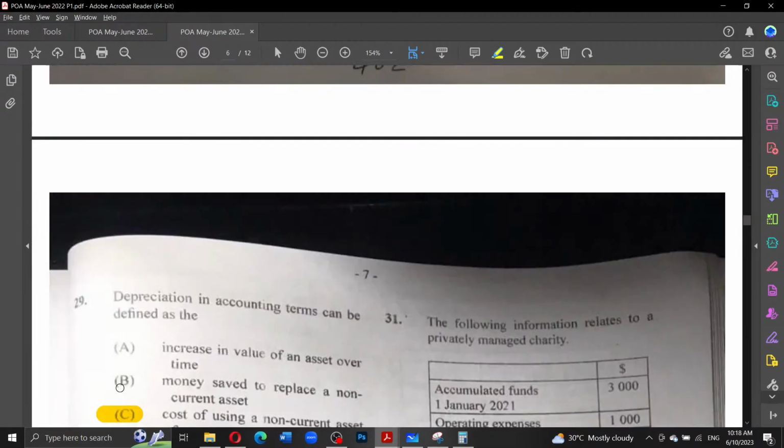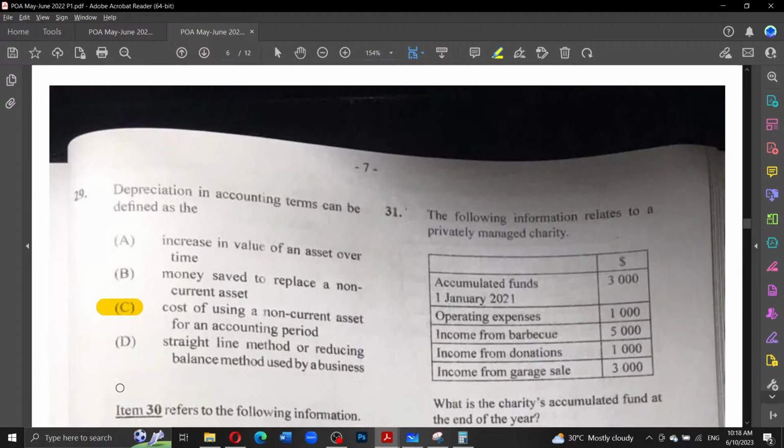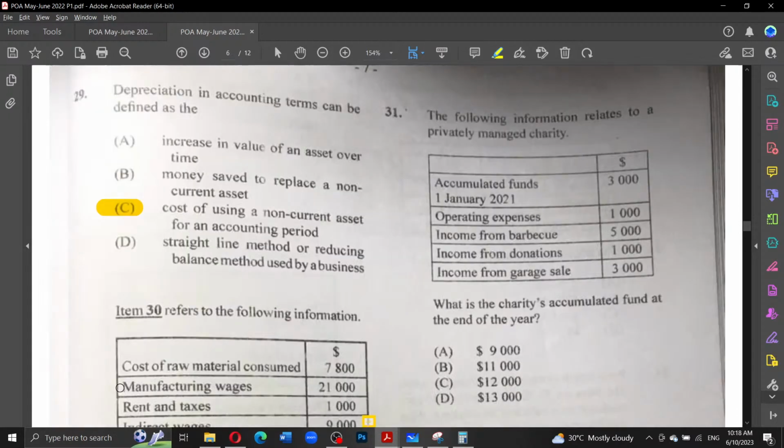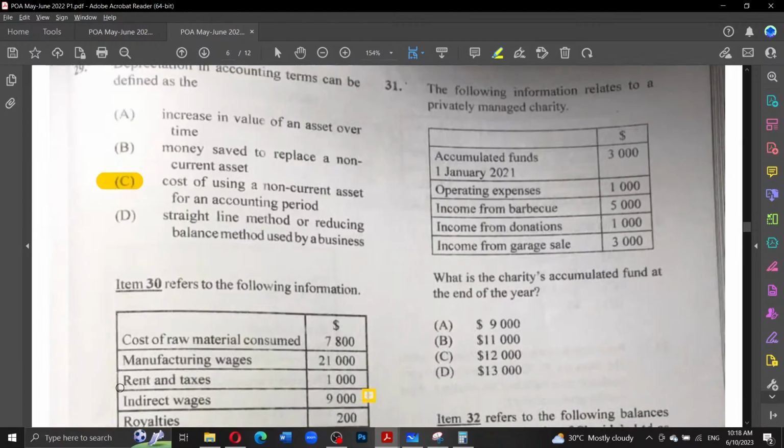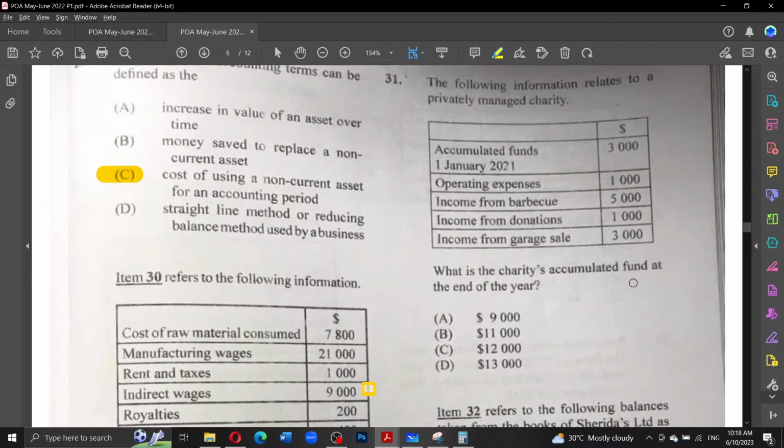So let's look at the third one. The following information relates to a privately managed charity. What is the charity's accumulated fund at the end of the year? So in some instances you have revenue and expenses, so you add all of your revenue plus the opening balance, provided it's positive, or minus if it's negative. You have all revenues minus all expenses, or in some cases you have assets and liabilities, so you have to subtract the liabilities from the assets. In this case we are dealing with expenses and revenue.